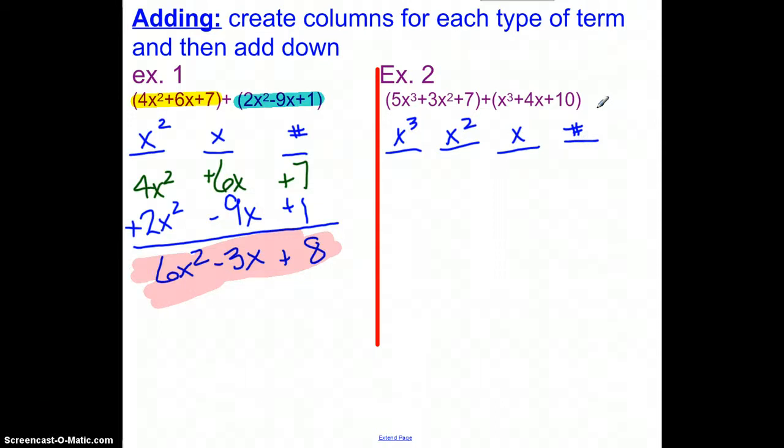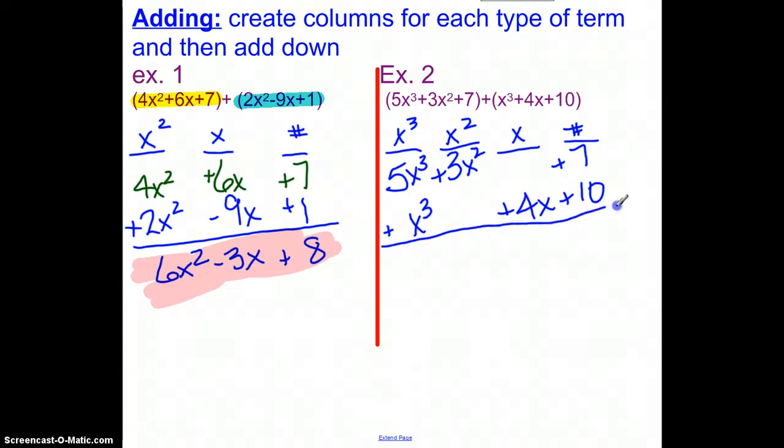And now I'm going to start by just sorting my stuff. So if I sort my stuff, I have 5x cubed plus 3x squared plus 7. No x, so that's actually left blank. And then I have x cubed and then 4x plus 10.